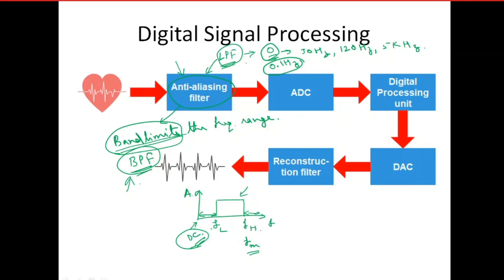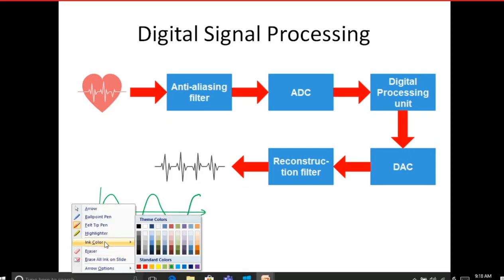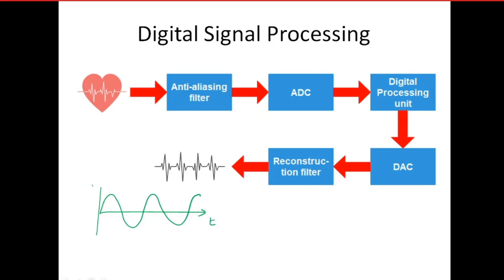Now, the thing is, if you are using a low pass filter, why are we naming this filter an anti-aliasing filter? This is an important point. For this, let us take a sinusoidal signal like this, and it is in the time domain. So this is T and this is A.